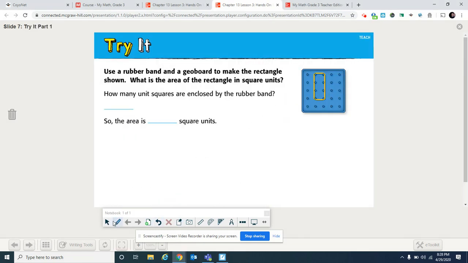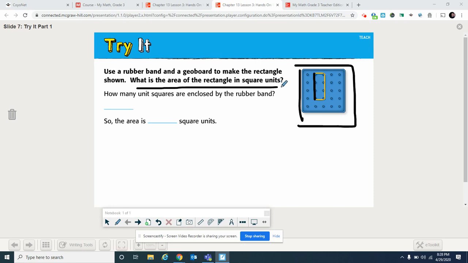Okay, in this one, we will be using a rubber band and a geoboard, assuming that you have your geoboard in your hand right now, and also a rubber band. We need to make the rectangle shown. For example, this is a geoboard, and this is the rubber band. The question is, what is the area of the rectangle in square units? How many square units are enclosed by the rubber band?